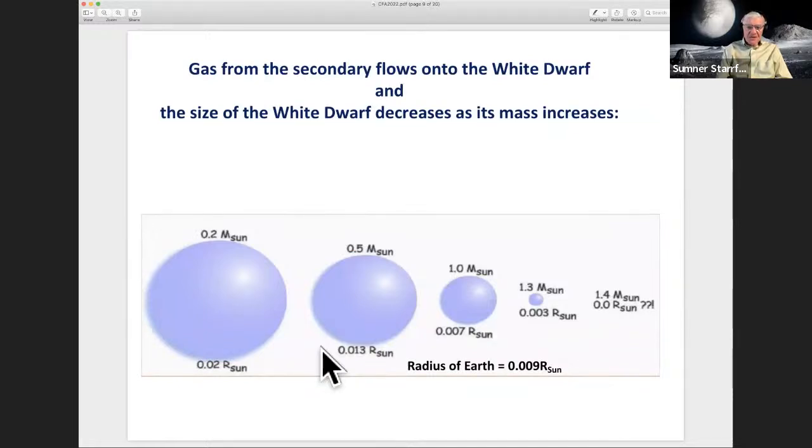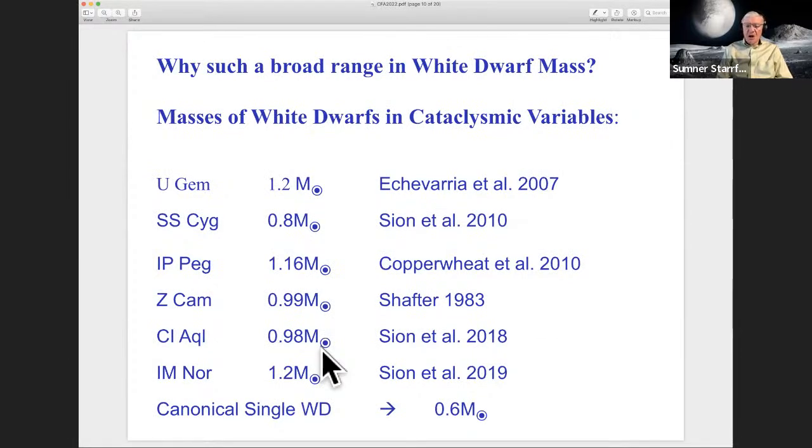Remind you, you already know this, that the radius of the white dwarf shrinks as the mass increases, meaning that it takes less mass to accrete onto a massive white dwarf than a low mass white dwarf. Okay, why do we consider a broad range in white dwarf mass for cataclysmic variables? More than 0.8, as we heard in the last talk, SF Cygni, but we get up to 1.2 for IM Nor or U Gem. There are other studies not on this transparency that are even higher mass, and that compares to the canonical single white dwarf mass of 0.6.